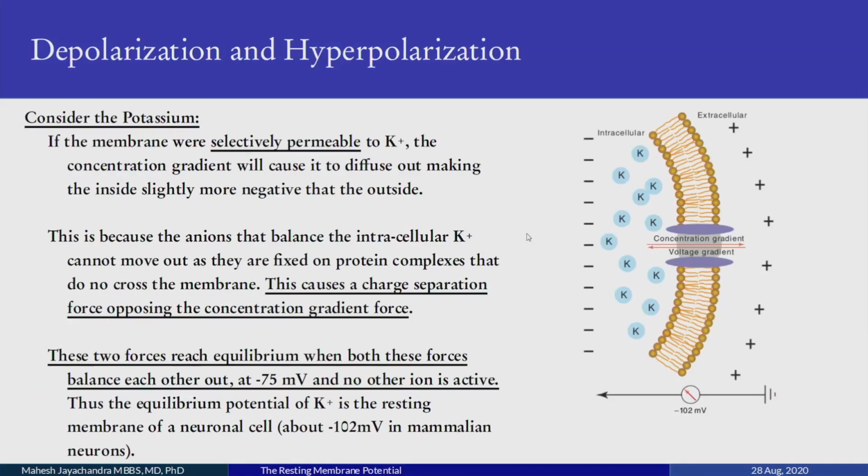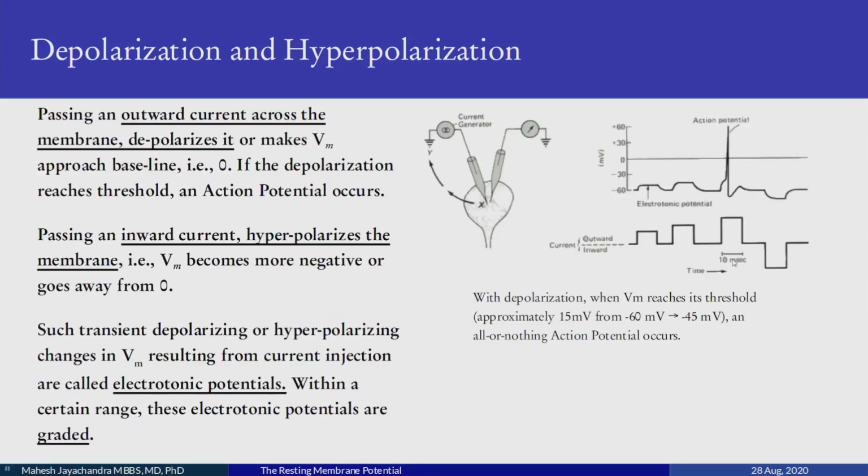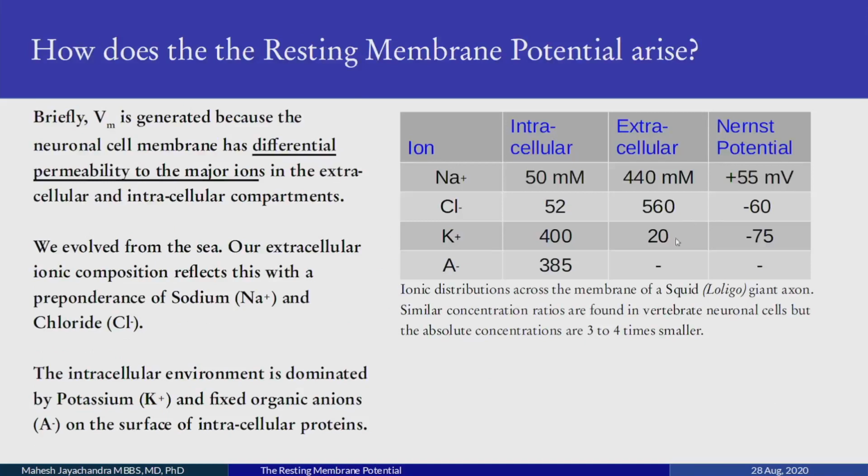So consider depolarization and hyperpolarization. The cell membrane is selectively permeable to potassium. Because of that, the internal potassium will keep diffusing out, since there's very little potassium outside compared to inside. So it will keep going out.